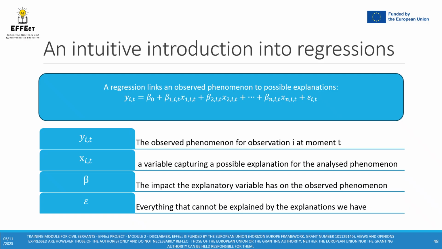However, not every beta is significant. A non-significant beta means that we cannot be sure that this explanation is actually valid. We will come back to this later on. Finally, we have the small epsilon. The small epsilon captures everything that cannot be explained by the explanations we already have. Often we want this epsilon to capture as few things as possible.